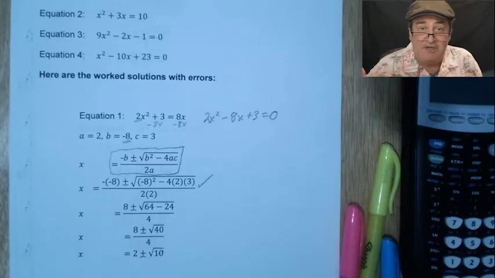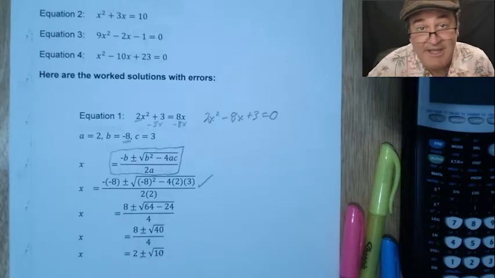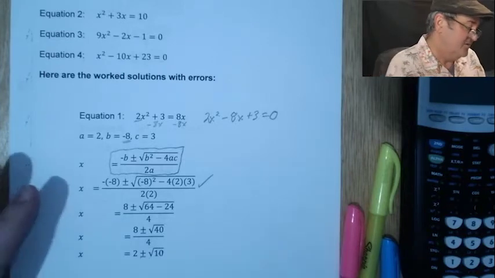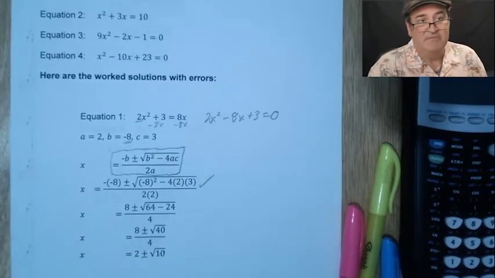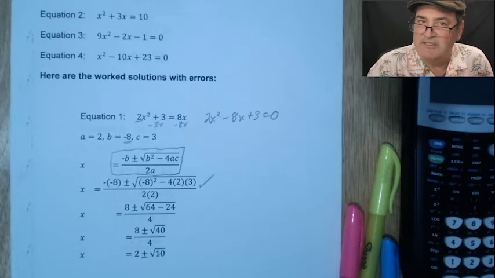We don't want to round it because our answer will be wrong. If it's rounded, this is the correct answer. So 2 plus square root of 10, 2 minus square root of 10. So I said all of these had a mistake. Where did they go wrong?